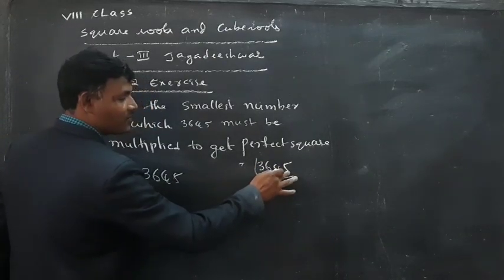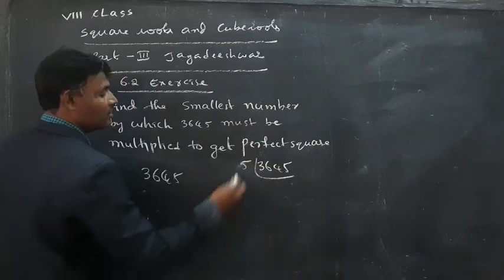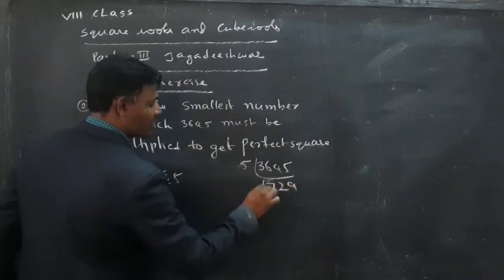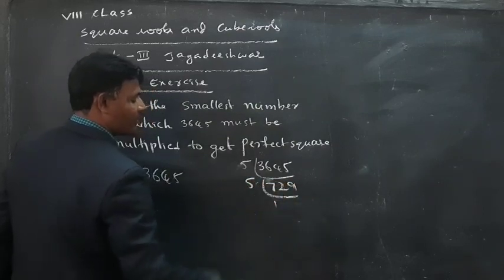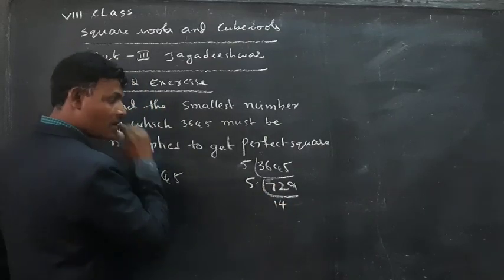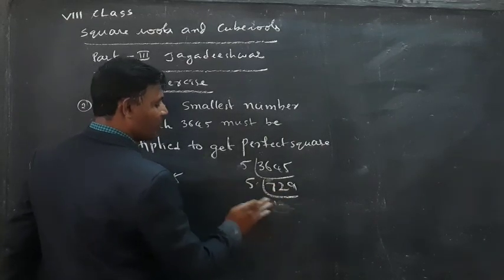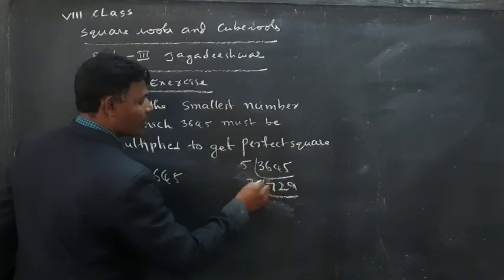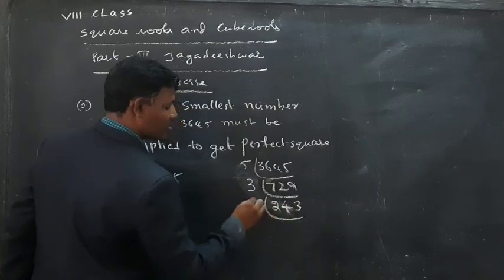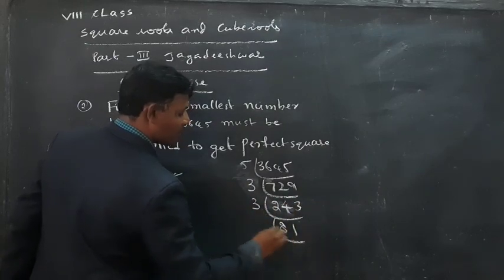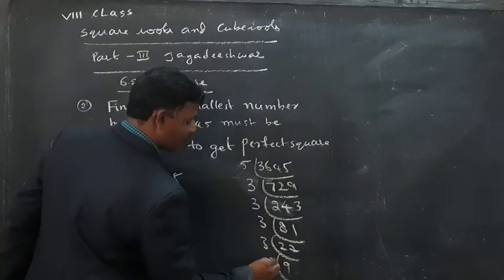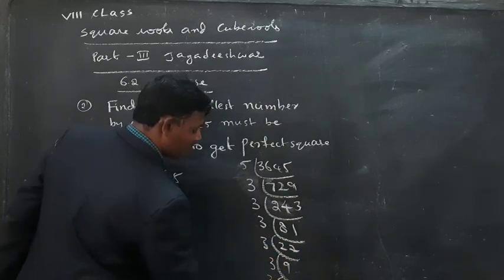So the last digit is 5. You will go in the 5 table. 5 sevens are 35, 5 twos are 10, 5 nines are 45, 5 ones are 5. It is not going by 5 again, so take 3. 3 twos are 6, 3 fours are 12, 3 threes are 9, 3 eights are 24, 3 ones are 3, 3 twenty-sevens are 81, 3 nines are 27, 3 threes are 9, 3 ones are 3.